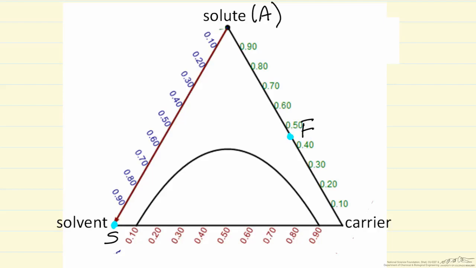It has a composition of pure solvent. Any point in between is just the average of how much of each of these. So again, a 50-50 mixture would be halfway in between. So I'm going to draw a line connecting these.